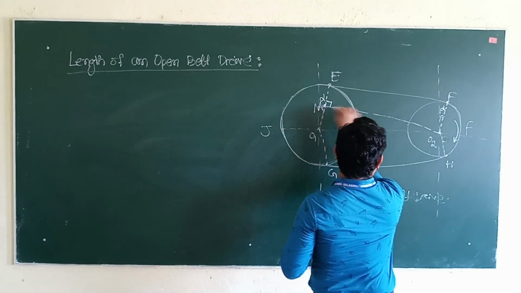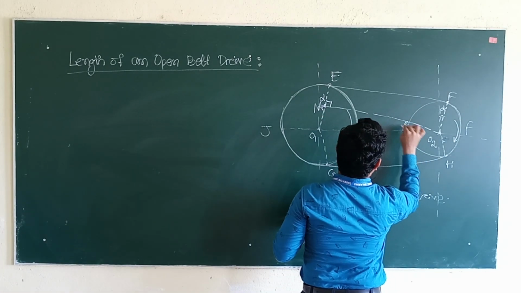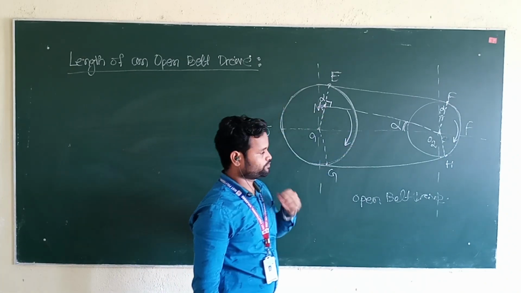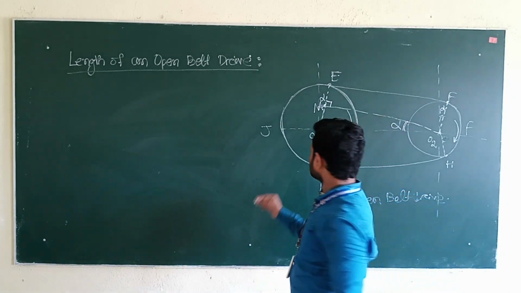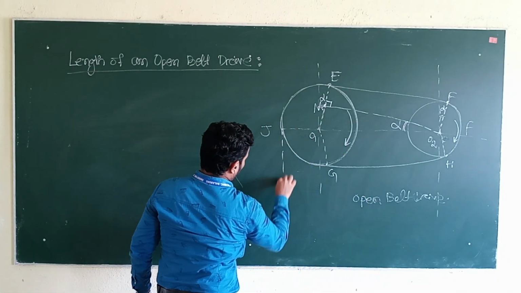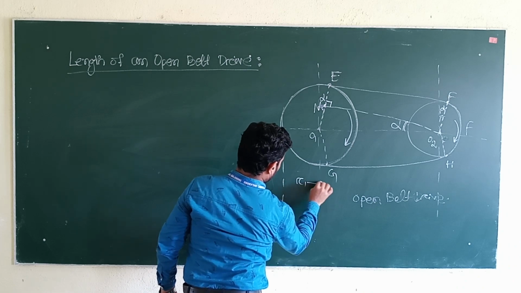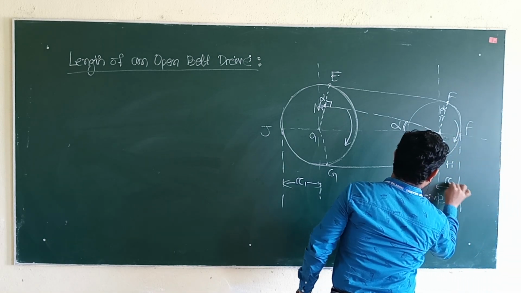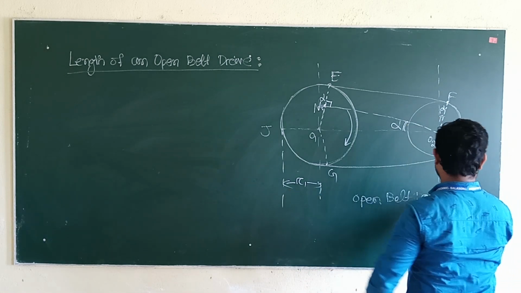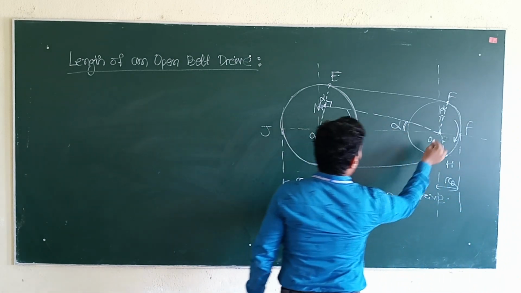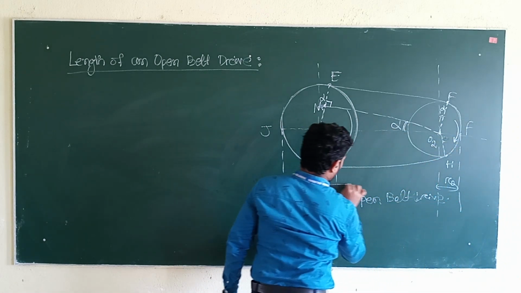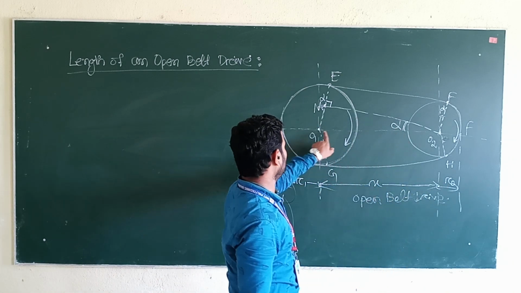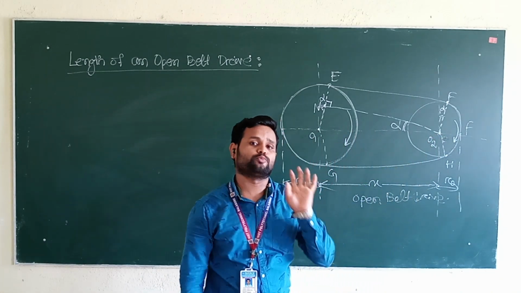And the angle between MO2 and O2O1 is alpha. Before that, we will define the radii. The radius of the larger pulley is R1, and the radius of the smaller pulley is R2. And the distance between the centers of the larger and smaller pulleys is small x, the distance between O1 and O2, the centers of the two pulleys.